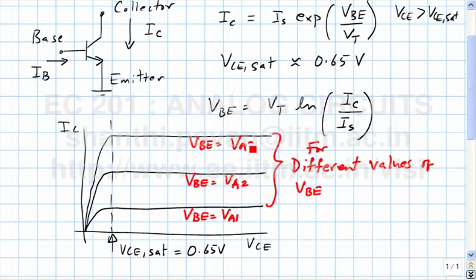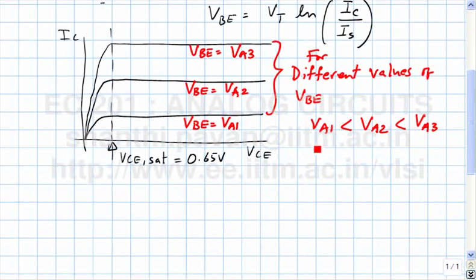Can you comment on the base current in the transistor for different values of VBE corresponding to these three different curves? The base current will be increasing. Why? It's IC by beta. So VA1 must be smaller than VA2 and must be smaller than VA3, which means that the base current in this case, when the applied base emitter voltage is VA1, should be smaller than the base current when VA2 is applied, which should be smaller than the base current when VA3 is applied.